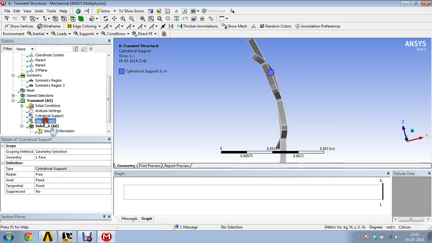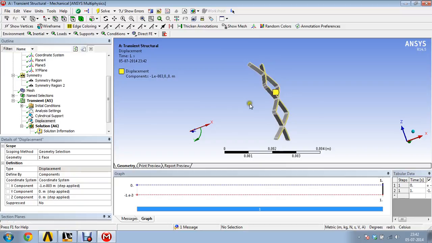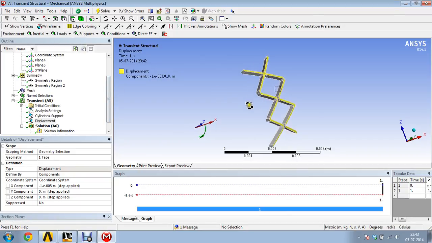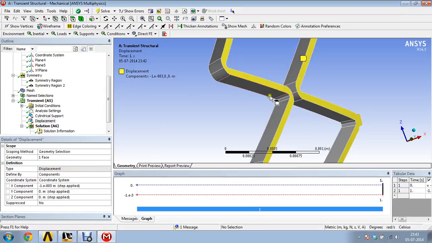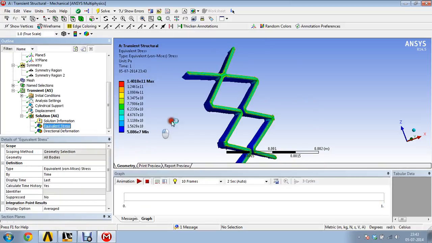We'll see further. What we have given is a displacement to this upper boundary, around 1 mm in the negative direction. So it should compress. Okay, so there would be some tensile stresses on this boundary and compressive stresses here. So let us see. The solution is already there. So there's the equivalent stress.